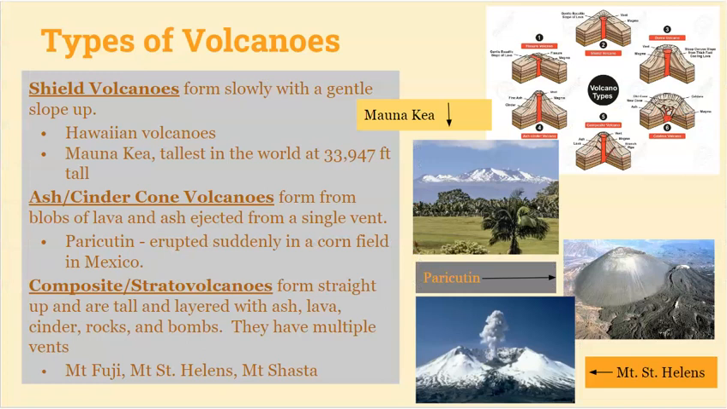So let's look at 6 different types of volcanoes. On this page, we have 3 different types. We do have all 6 here in the corner, but we're going to just talk about 3 of them really quickly. We have shield volcanoes, which tend to form really slowly. They have a very gentle slope up. They end up having a very, very large base and can get very, very tall. And in fact, the tallest in the world is Mauna Kea in Hawaii.